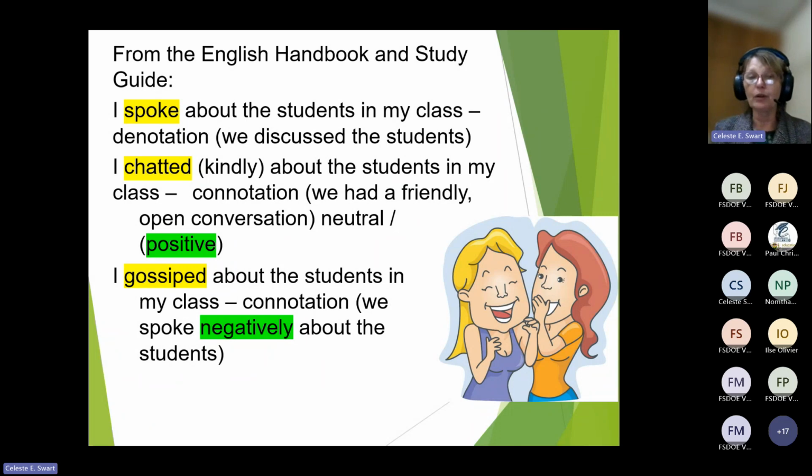Are you trying to be positive or negative? Because gossip is an ugly word in the sense that it's negative. It's nasty. It means that you're saying things about someone else that are not necessarily true.